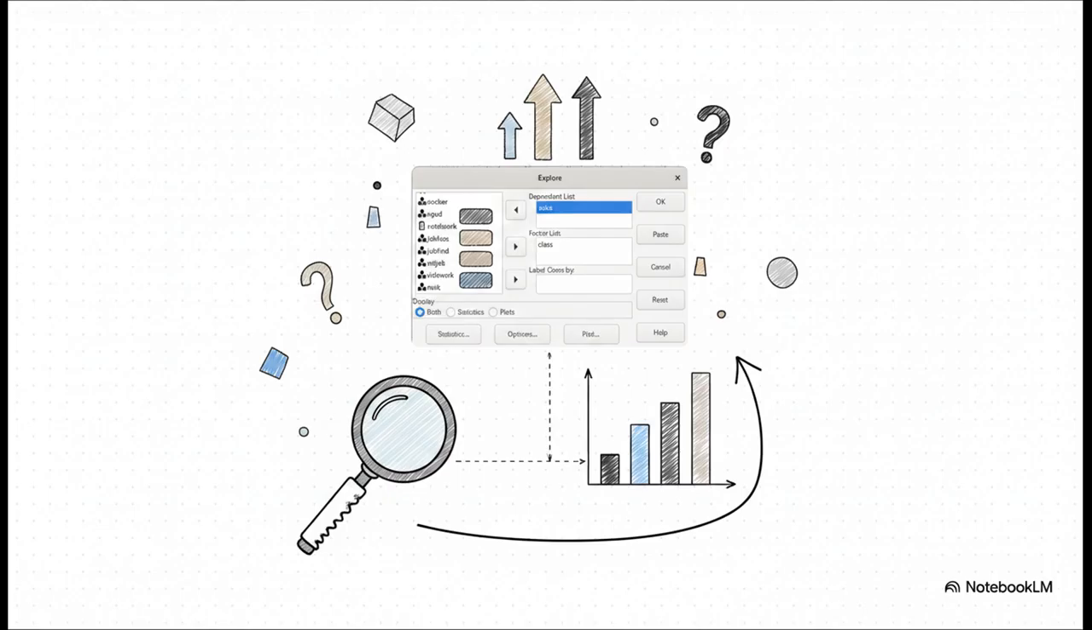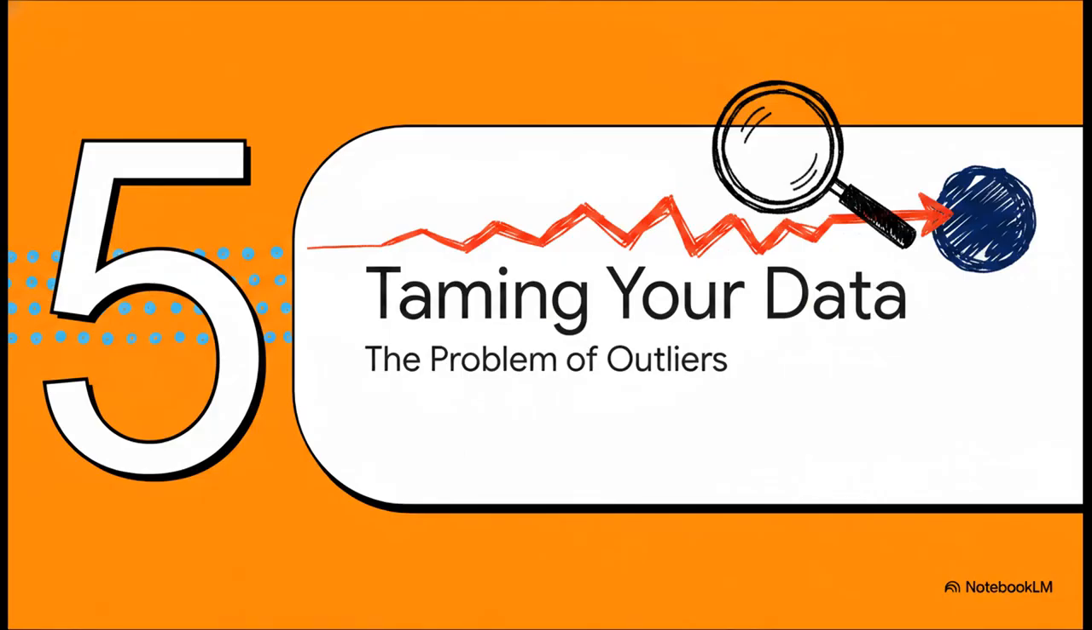The main variable you're interested in, say years of education, goes into the dependent list box. And if you want to compare that variable across different groups, like different social classes, you pop that grouping variable into the factor list box. Easy enough. But sometimes just running the numbers isn't the whole story.